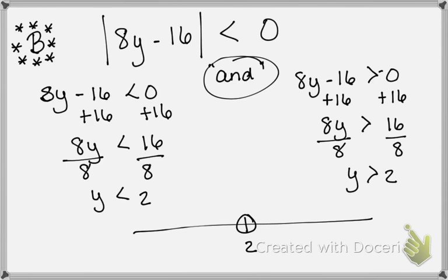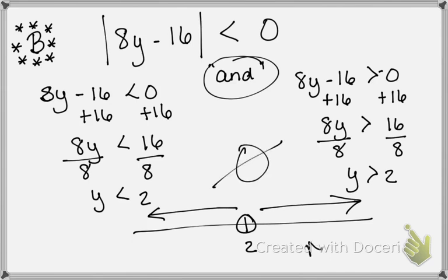So if I plot my 2 and I say, okay, well, I want to go less than 2 and go greater than 2. Is there any number that can be less than 2 and at the same time be greater than 2? Not that I know of. So this is a no solution. So we cannot have a solution for that one. We would not be able to graph. You could just put a big 0 and a cross for your graphing.